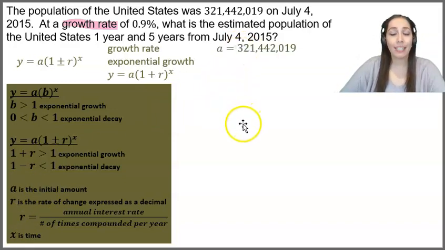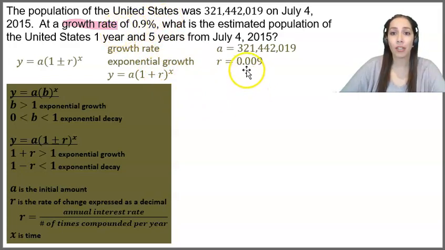Now my a is the initial amount, and the population initially was 321,442,019. The r is the rate of change expressed as a decimal. We had a rate of change of 0.9%. From percent to decimal, you move the decimal place 2 times to the left, so that would be 0.009. And then x is the time. We are asking what the population is in 1 year, and then what the population is in 5 years. So we essentially have 2 different problems here.